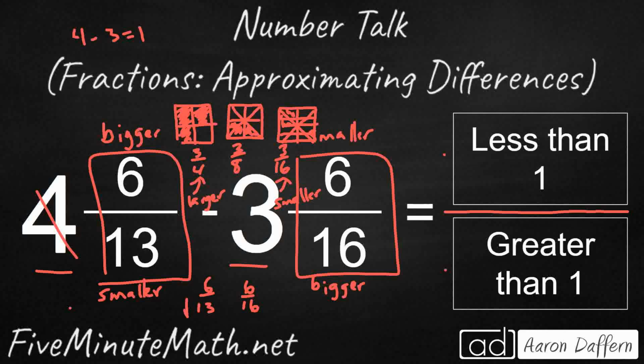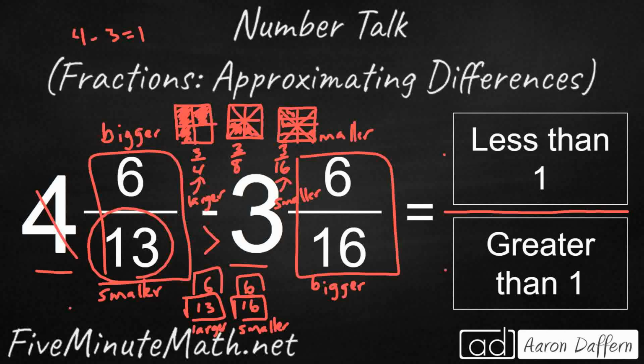Well, take a look. Let's imagine we have a square, and we're going to break it up into 13 pieces. And we have a square, we're going to break it up into 16 pieces. Well, based on what we just learned, these 13 pieces are going to be a little bit larger than the 16 pieces because that's less pieces that I have to break that square into. So if I have 6 larger pieces, that's going to be a little bit larger than 6 smaller pieces. So just comparing these two fractions, 6/13ths is going to be a little bit larger than 6/16ths because each of these pieces are going to be a little bit bigger.